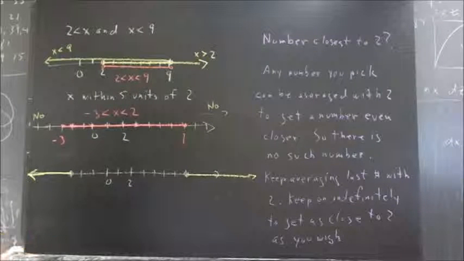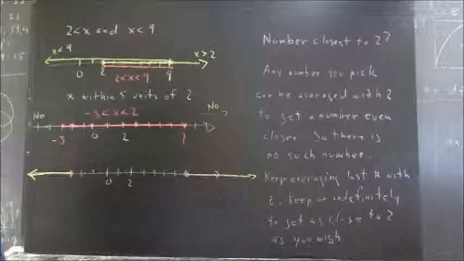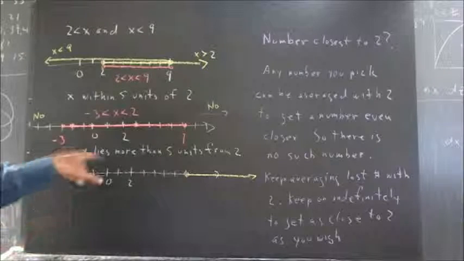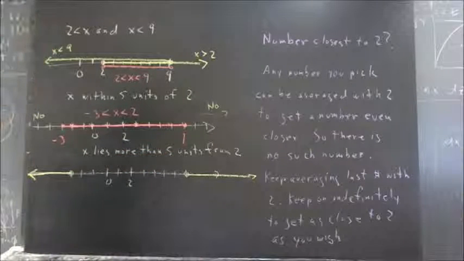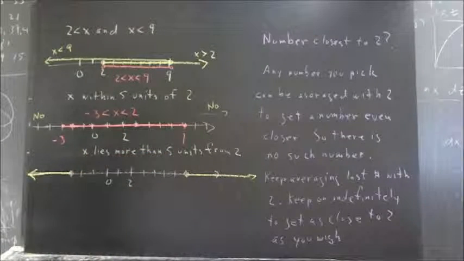Now also the property x lies more than 5 units from 2. I'm going to pause and write something here. Okay, just wrote down the condition that x lies more than 5 units from 2. We were running short at the end of class, and I didn't have time to write that down, but everybody, I think, knew what we were talking about.